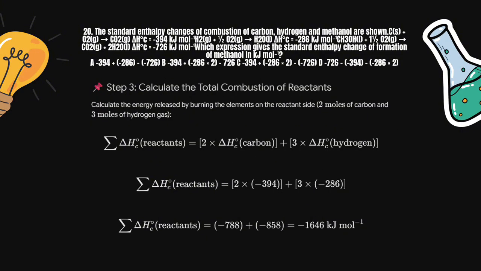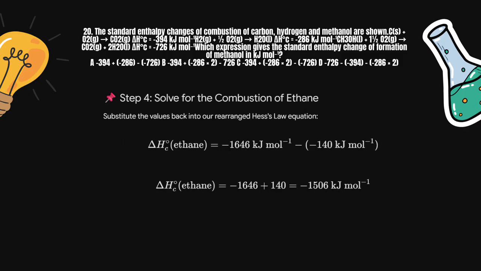And step 3, you have to calculate the total combustion of the reactants. Calculate the energy released by burning the elements on the reactant side, 2 moles of carbon and 3 moles of hydrogen gas. And then step 4, you have to solve for the combustion of ethane. Substitute the values back into our rearranged Hess's law. And then I got negative 1506 kilojoules per mole.